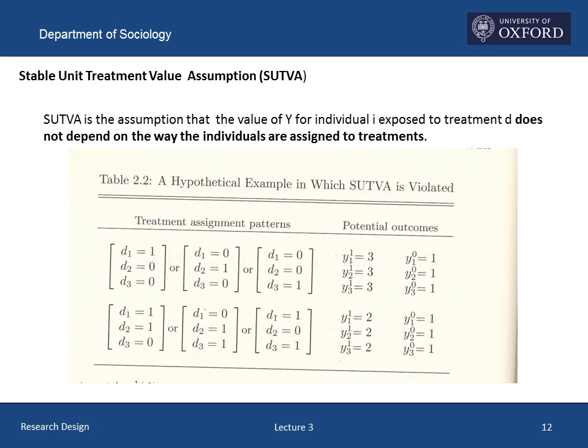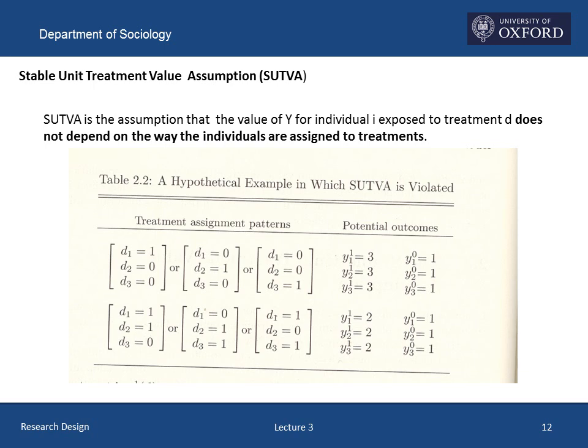Consider this hypothetical example taken from the Morgan and Winship book. On the left-hand portion of the table, in the column headed Treatment Assignment Patterns, we have in the first row the three different ways in which three cases can be assigned to the treatment and control groups, so that one case gets the treatment and two cases get the control condition. In the right-hand portion of the table, under the column labelled Potential Outcomes, are listed the potential outcomes for the three cases.